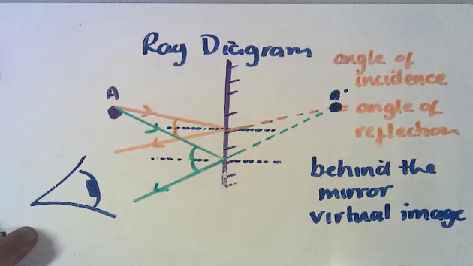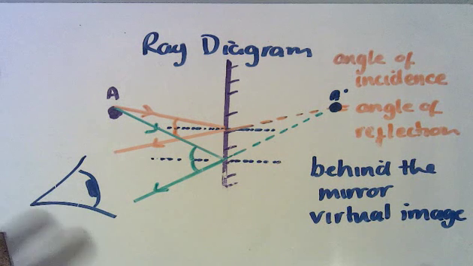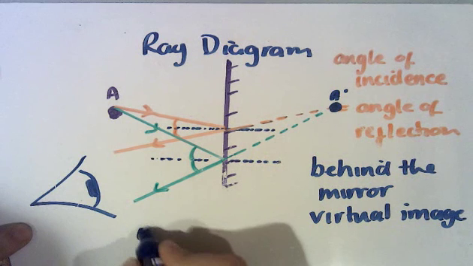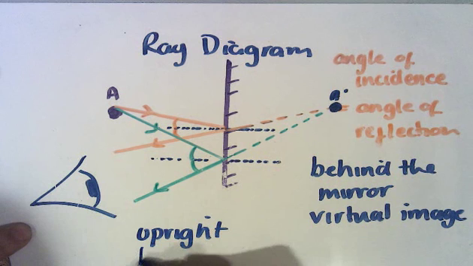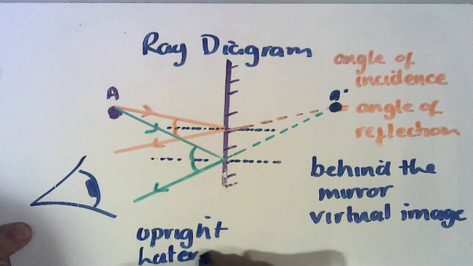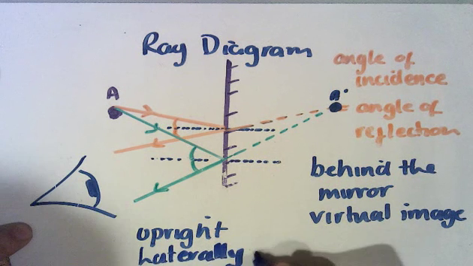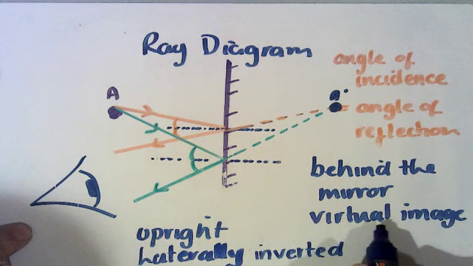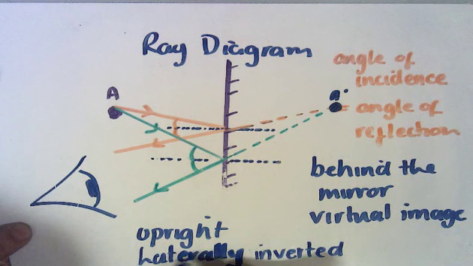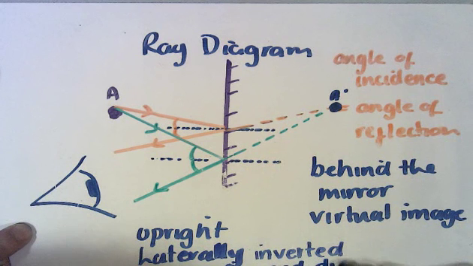So if we're asked to talk about the nature of the image in a plane mirror, we can say it's upright. It would always be the same way up when we look in the mirror. It's laterally inverted. It's virtual. And it's the same size and distance as the object.